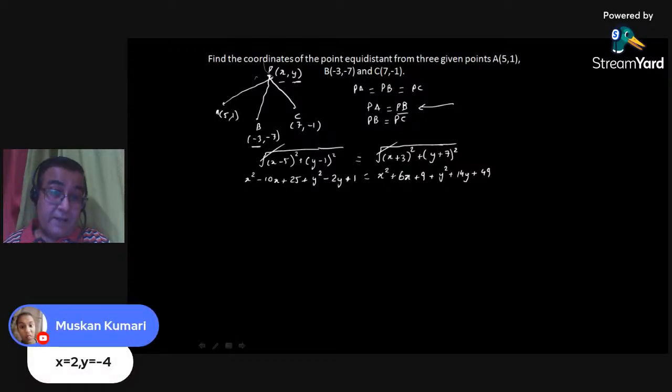Muskan has again come up with an answer so soon. X is equal to 2 and y is equal to minus 4. Let's see if that is the correct answer or not. Let's continue with the question.